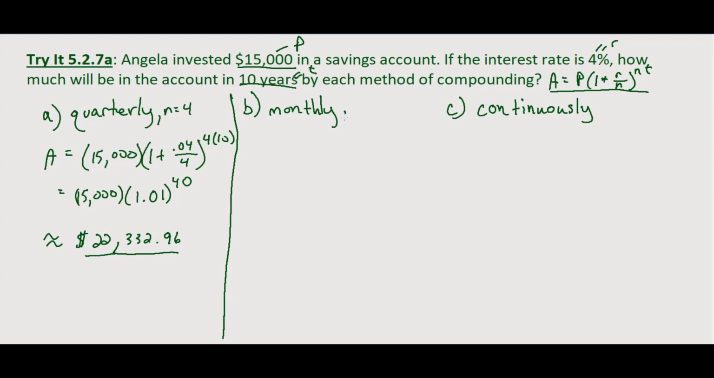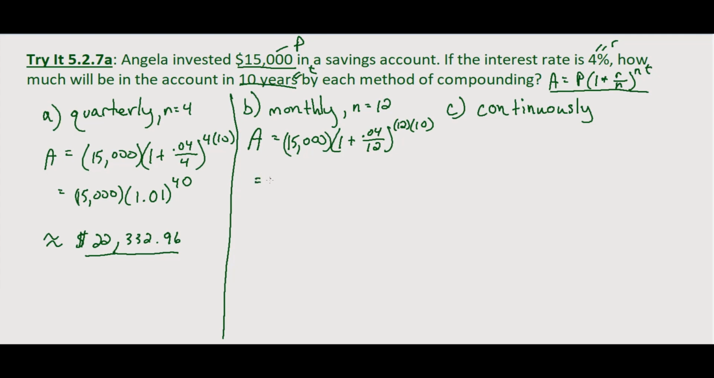Now with monthly, that just means N equals 12. There's 12 months in a year, so we're compounding it 12 times in a year. That's the only difference between this and part A, where it's quarterly, is the N. So we substitute into our formula again, A equals the principal, P, times 1 plus R over N to the NT. So A equals principal is the same at 15,000, times 1 plus the rate, the same, 0.04, only this time we're compounding monthly, so we divide that by 12, and then this would be 12 times 10.